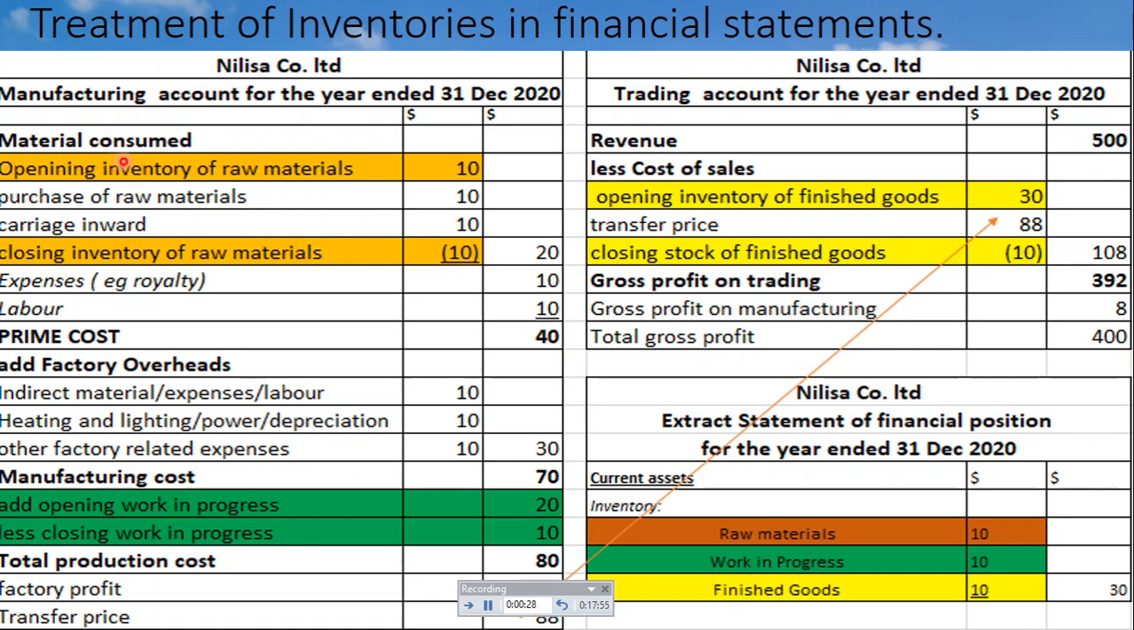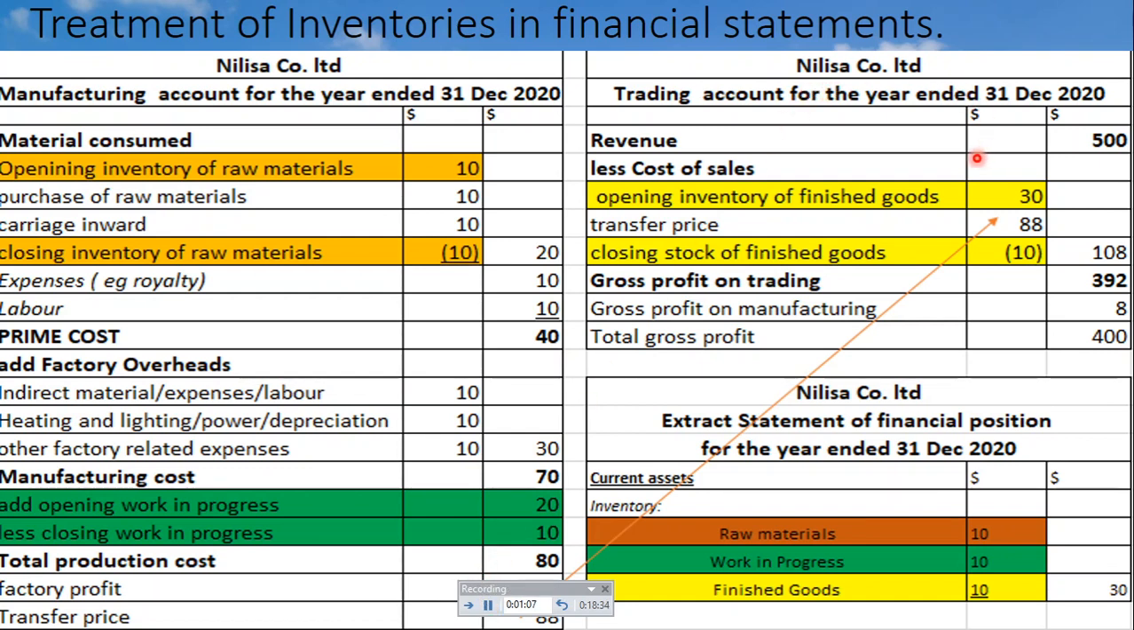See, opening inventory of raw material, add purchases of raw material and carriage inward, less closing raw materials. So the raw materials inventory is applied here to get material consumed, which arrives at the prime cost. Then you add factory overheads and you get the manufacturing cost. After that, the inventory of work in progress is adjusted: add opening work in progress, less closing work in progress. Then you get your total production cost, you add a factory profit, and you get a transfer price. The transfer price is transferred to your trading account.